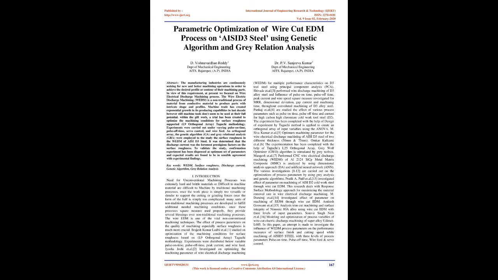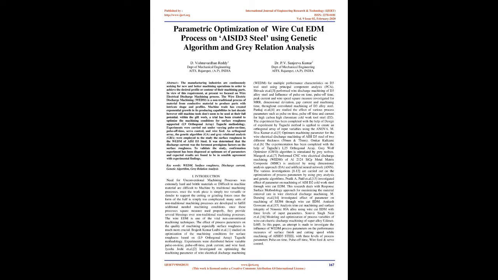Within the present work, a trial has been made to optimize the machining conditions for surface roughness based on the L9 orthogonal array, Taguchi methodology. Experiments were carried out under varying pulse on time, pulse off time, servo control, and wire feed. An orthogonal array, the genetic algorithm, GA, and gray relational analysis, GRA, were employed to study the surface roughness in the WEDM of AISI D3 steel.